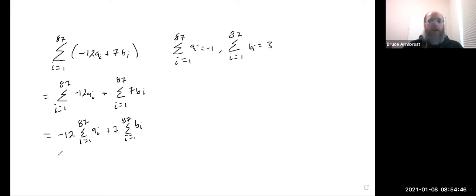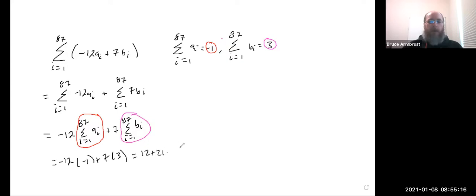But now we're ready to go, because this sum right here, we know its value. It's equal to -1. The sum of all those A terms was -1. We also know the sum of all those B terms is equal to 3. So we can substitute those numbers in, get 12 plus 21, which is 33.